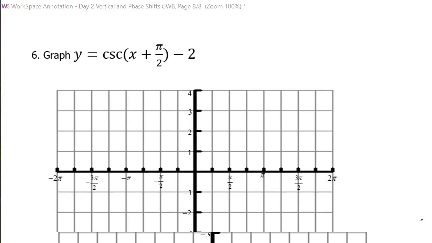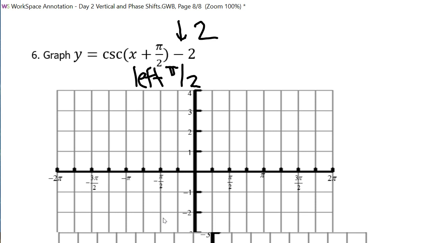Okay, last one, number 6. We have y equals cosecant. Inside the grouping symbol, we have x plus pi over 2. So the plus or minus inside the grouping symbol moves it left or right. So if it's a plus pi over 2, which way does it move the graph? Left pi over 2 units. And what does the minus 2 at the back make it do? Down 2 units.